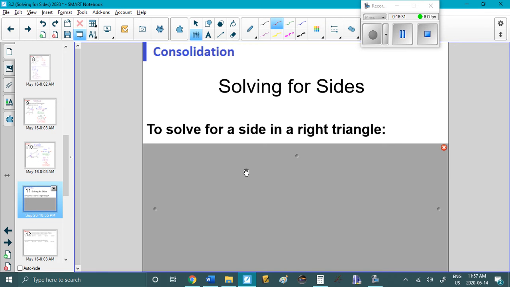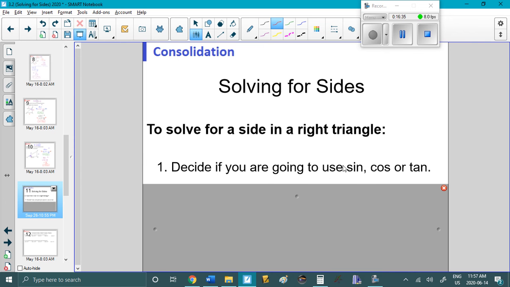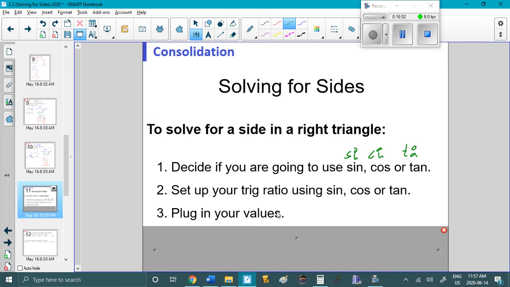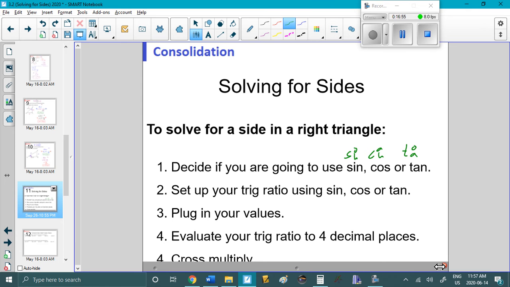And here is your note for today. So to solve for sides in a right triangle, step 1, decide if you're going to use sine, cos, or tan, and you're going to do that with Sohcahtoa. And it all depends on what side you have and what side you want. Set up your trig ratio using sine, cos, or tan. Again, Sohcahtoa.